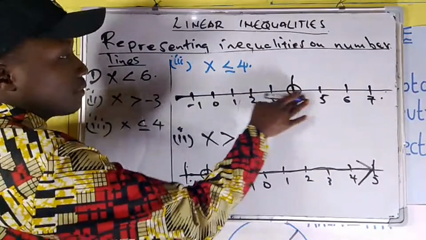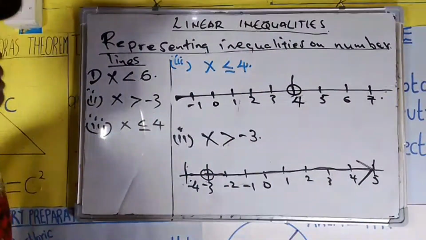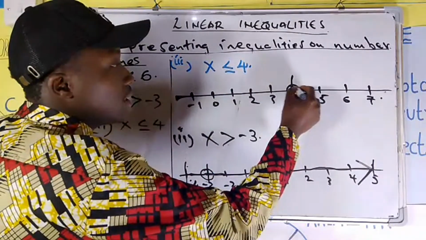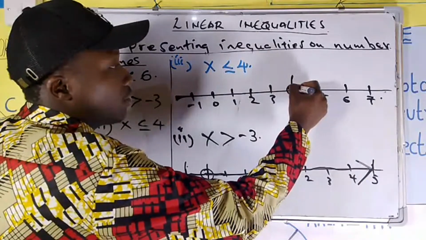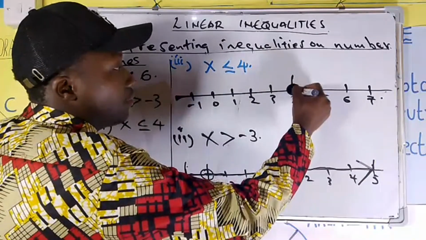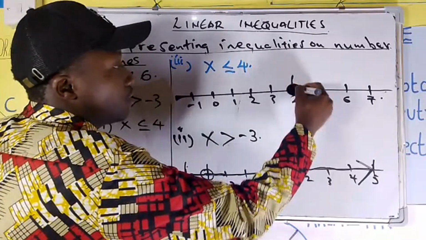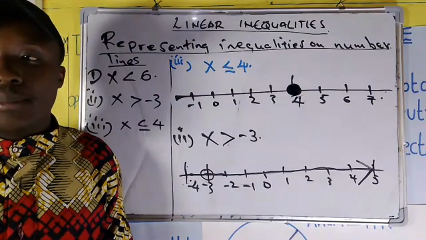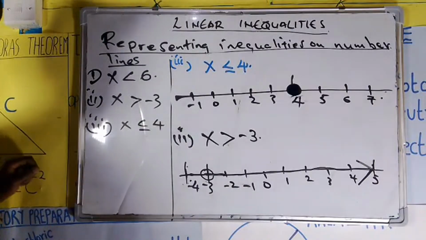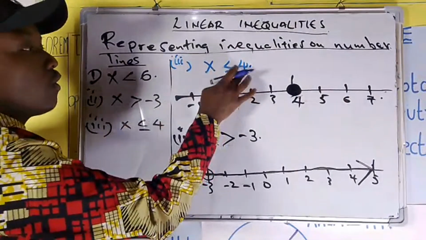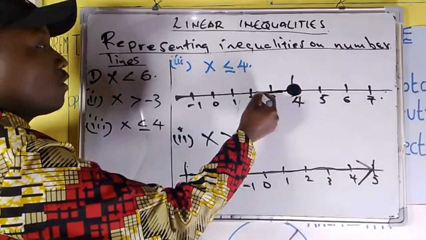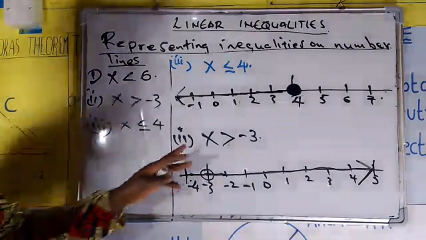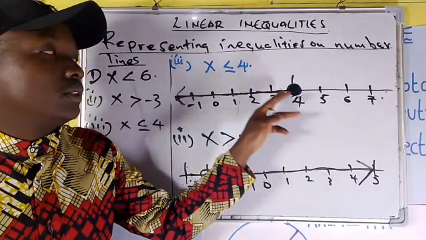But check out here. Because this one is less than or equal to, we shade this circle. We shade that representation. Once you shade it, we can now show x is less than or equal to 4. So it means that everything below 4 is equal to x. So it is the same as the others, but the one with less than or equal to is shaded.